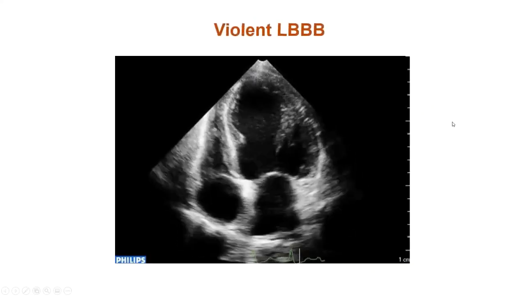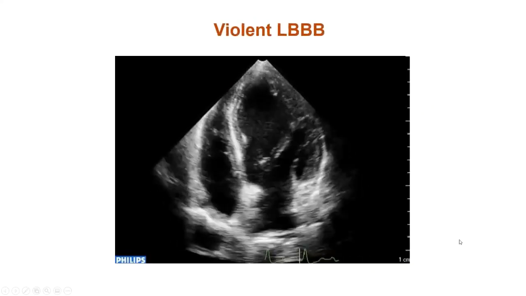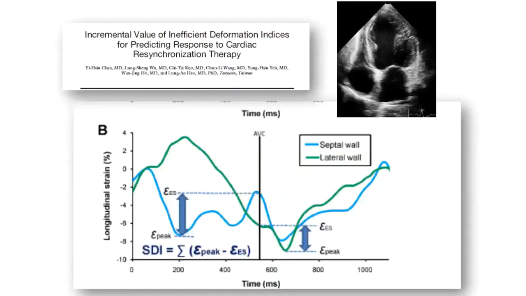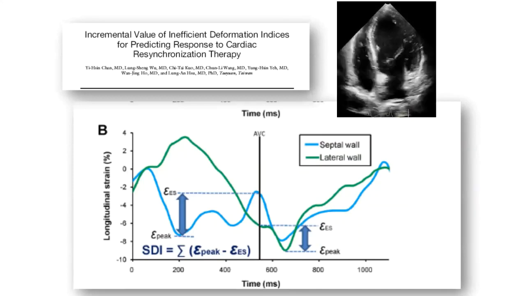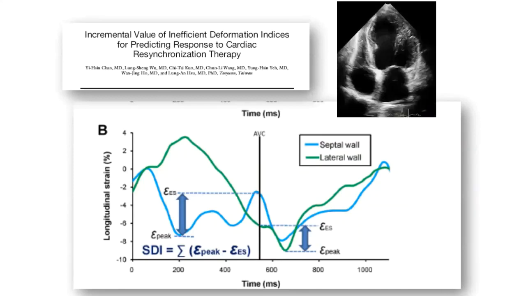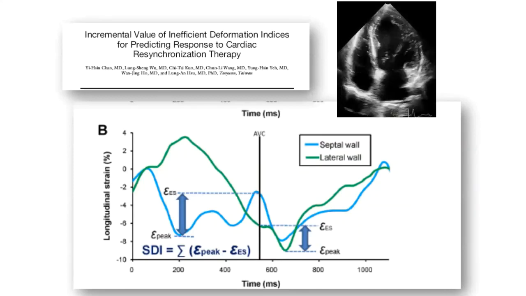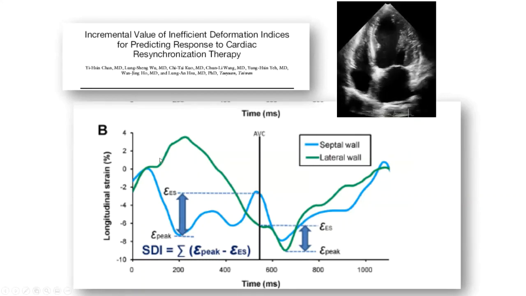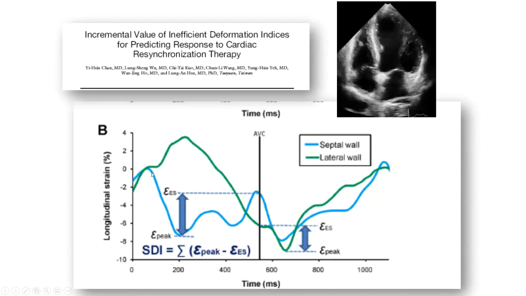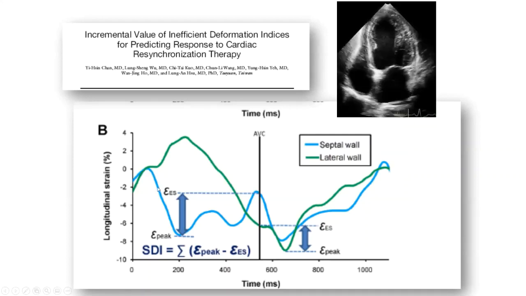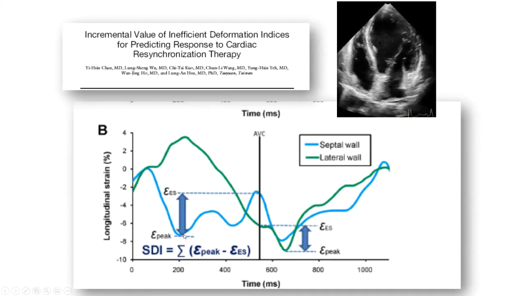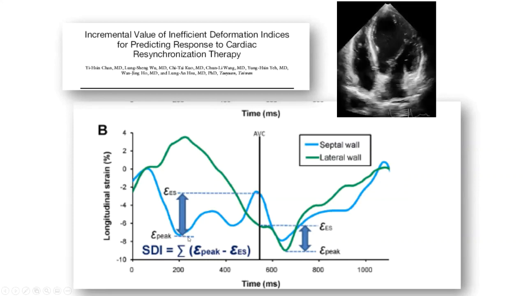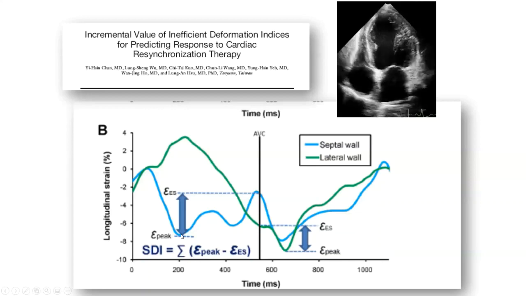Why is this? And we call this the violent left bundle branch block at UMass. Jeff Hill, our sonographer extraordinaire, used that phrase when he was with us, and it's kind of stuck. Well, from tissue Doppler, or from strain imaging rather, we know that the peak strain of the lateral wall occurs and is robust.